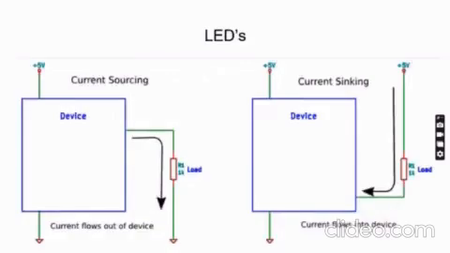After that, when we talk about these LEDs, there are two types. One is current sourcing and the other one is current sinking. In current sourcing, the resistor and the LED are connected to the ground. In current sinking, we connect it to the plus 5 volts VDD.